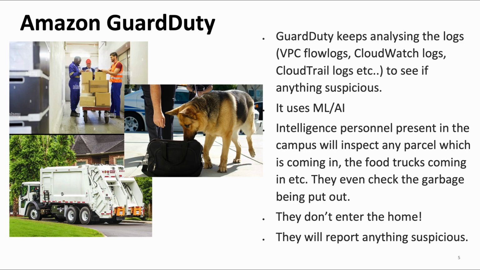They are not inside the house, but actually they are outside the house, and they are keeping an eye on who is coming in, who is going out, what is coming in, what is going out, etc. Basically, Amazon GuardDuty analyzes the logs, VPC flow logs, CloudWatch logs, CloudTrail logs, etc. to see if anything suspicious is happening, and it uses machine learning and artificial intelligence. So GuardDuty is rightly known as intelligent threat detection. It detects any potential threats. So that is Amazon GuardDuty.